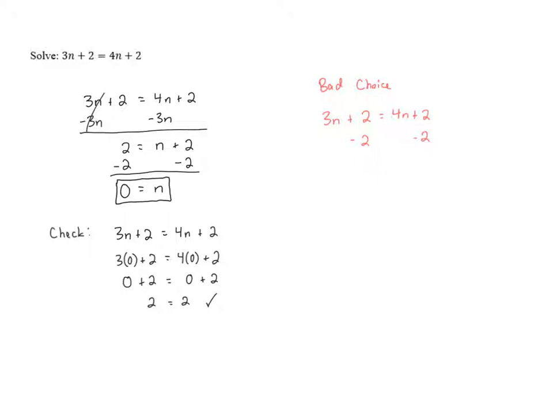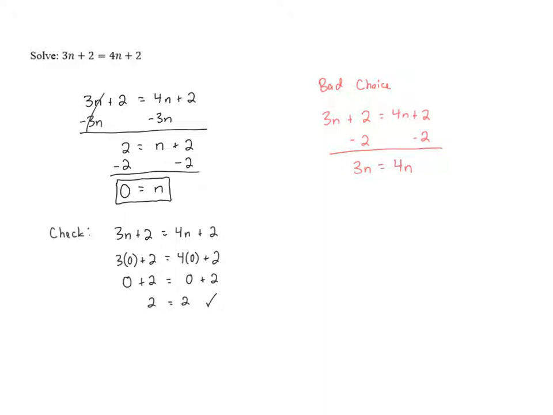Okay, so I'm assuming that you tried to solve this problem. Hopefully, you got n equals 0 as a solution, but there's a good chance that you got stuck, which happens quite often. Let's see what the problem is. If we subtract 2 from both sides, on the left, that leaves us with just 3n, because the positive and negative 2 cancel. And on the right, we're left with just 4n, because again, the positive 2 and the negative 2 cancel.